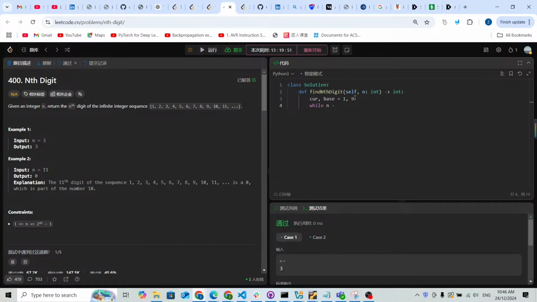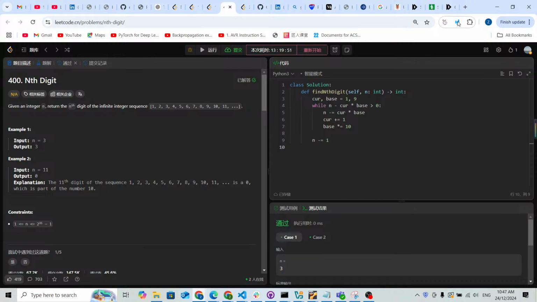Then we're going to use a while loop. While n minus current times base is more than 0, we're going to update n to n minus current times base. Now we can update the current by plus equal to 1 and base by times equal to 10. Now we get our final n, and for this n we need to do a trick: minus 1.